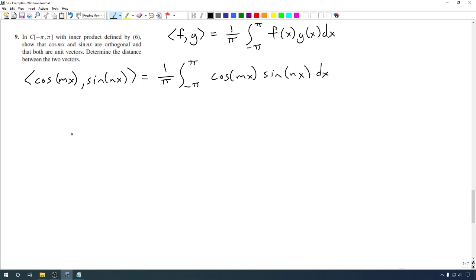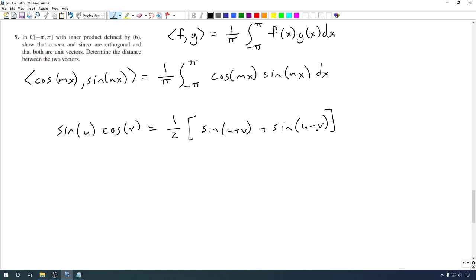Now technically we could actually do this one. It is possible to integrate that directly. We'd use something called the product to sum identities. So sine times cosine with different insides, a u and a v, is actually equal to half of the sum of sine of u plus v plus sine of u minus v. And we could split it up that way. But we don't actually need to do that here. In fact, I'm just going to go ahead and get rid of this because we do not need it.